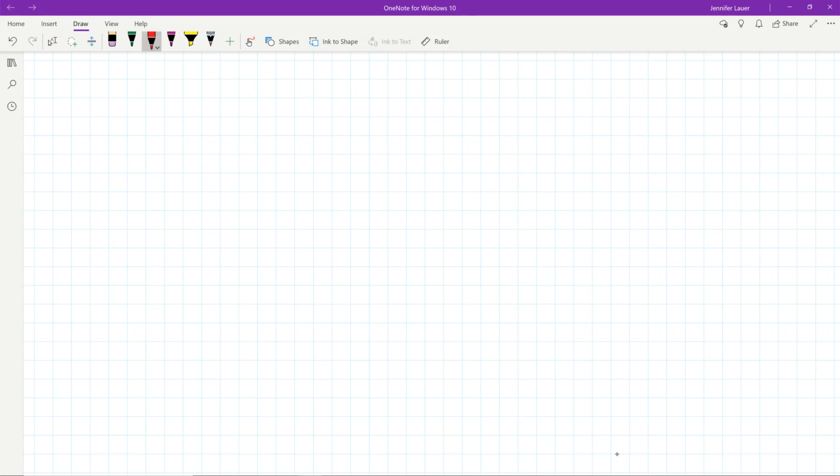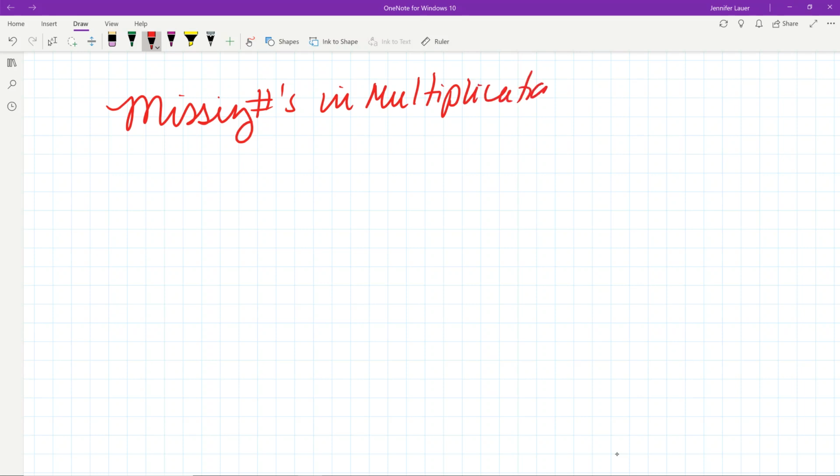Welcome to Quick Concepts for Math 76. Today we're going to be doing missing numbers in multiplication and division. So we'll start with multiplication.